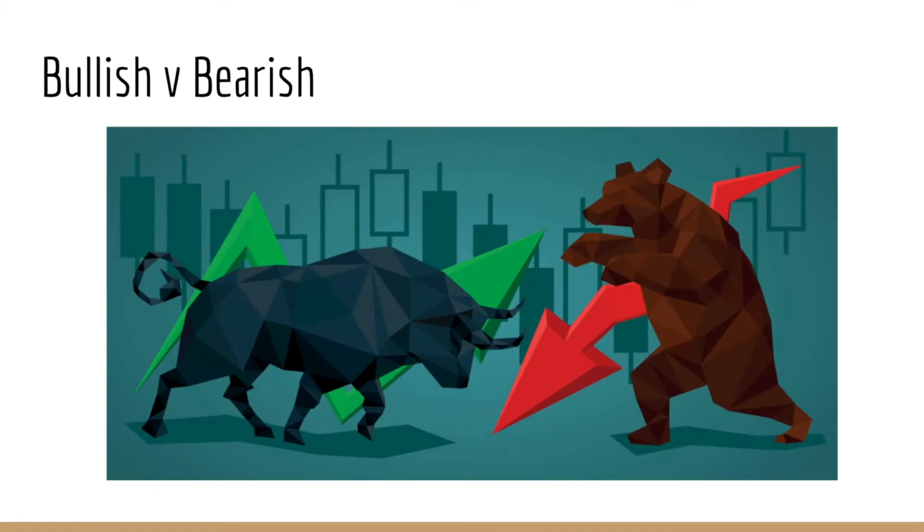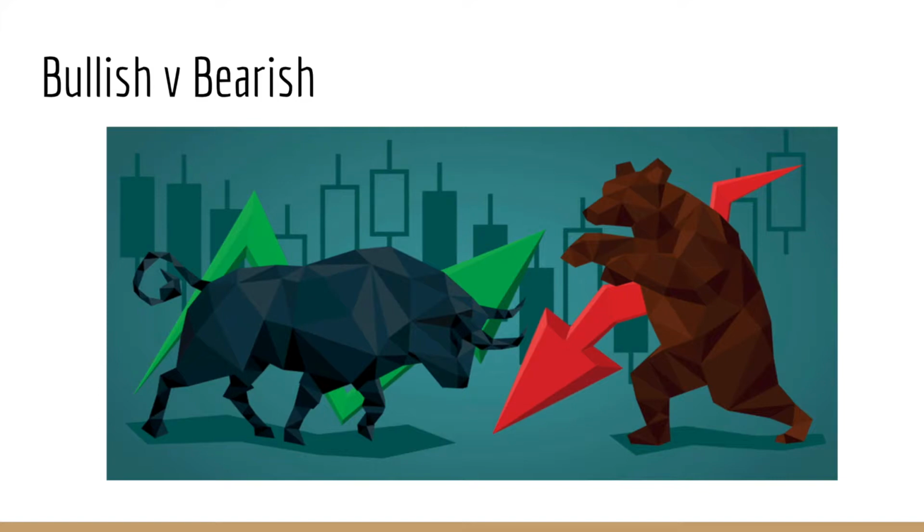Next, bullish versus bearish. Bullish market is going up. If you think bulls, think up. Bears, think down. Bearish is down. Wall Street is a constant battle between the bulls and the bears. Bulls are the people who think a stock's going up. Bears are the people who think it's going down. That's all there is to that.